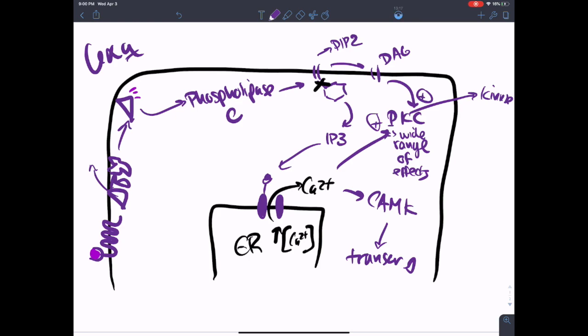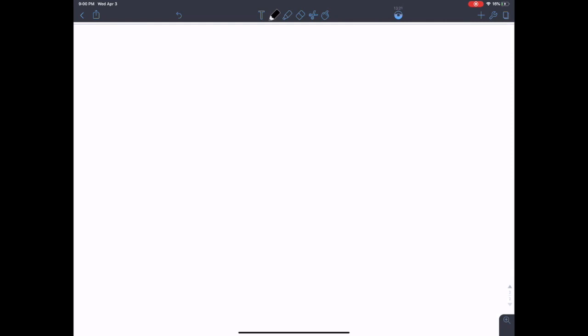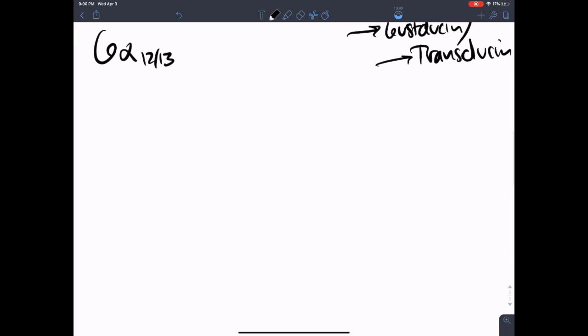And then the last one we're going to talk about as we close up this video is G alpha 12-13. He mentioned gustducin and transducin. These are other types of alpha subunits. These are going to be involved with taste and vision, respectively. So we're going to talk about those later. You don't need to know them now, but just remember that there are other types out there. G alpha 12-13 is unique.